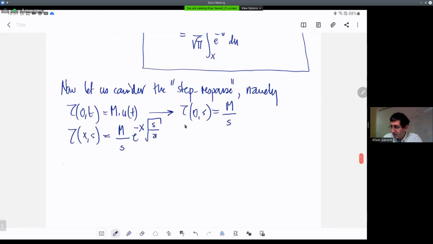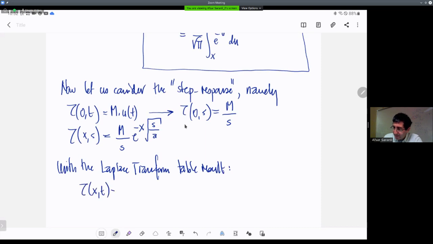Now with the Laplace transform table result, we can say that the time function is equal to m times this particular error function, x over 2 square root of at. Okay.